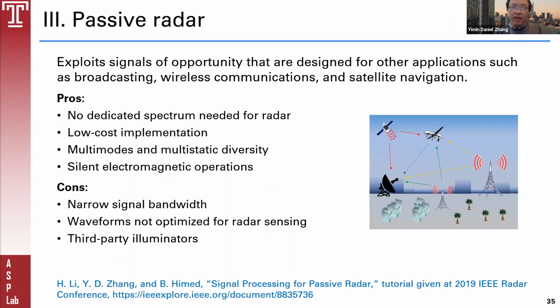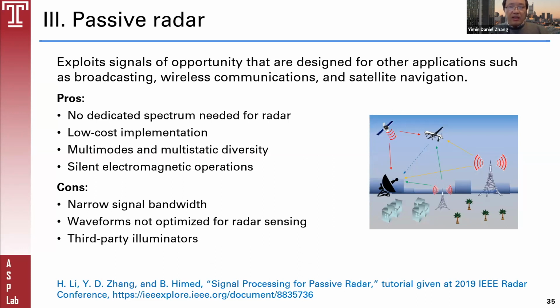Okay, so in the third part, I'm going to talk about passive radar. I don't have much time, so I will skip some of the materials. Passive radar will exploit signals of opportunity that are designed for other applications, such as broadcasting, wireless communications, and satellite navigation. So the advantages include no dedicated spectrum being needed for radar, because radar does not have to transmit anything. And you can have a low-cost implementation because you only have receivers.